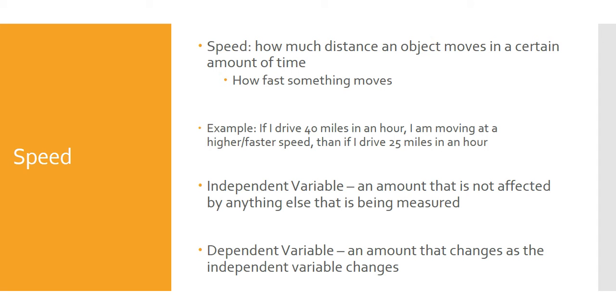Also, we're going to be looking at a lot of graphs, so it's important to remember what the definitions of independent and dependent variables are. The independent variable, which will be time in all of the graphs we look at today, is an amount that's not affected by anything else being measured. A dependent variable is an amount that changes as the independent variable changes. And so in this case, that will be distance.